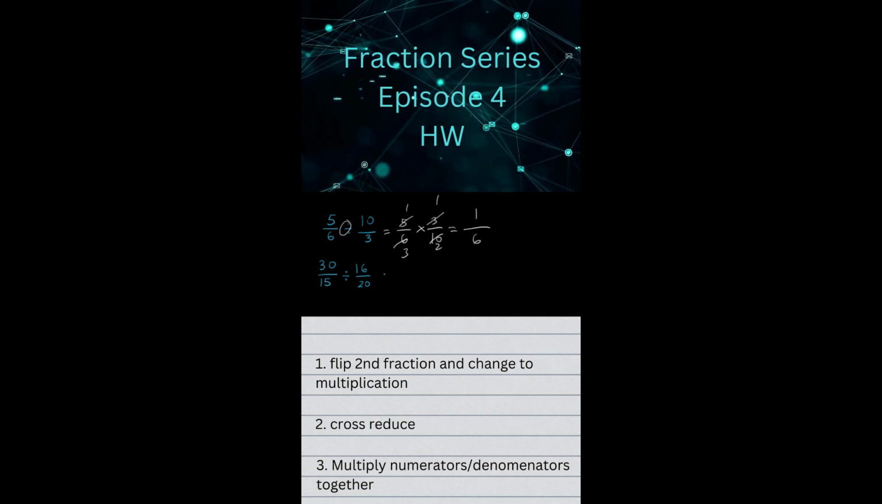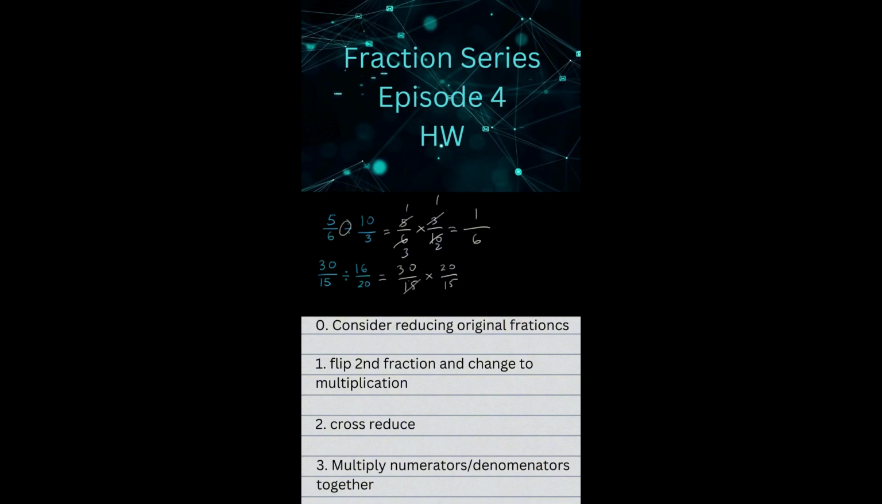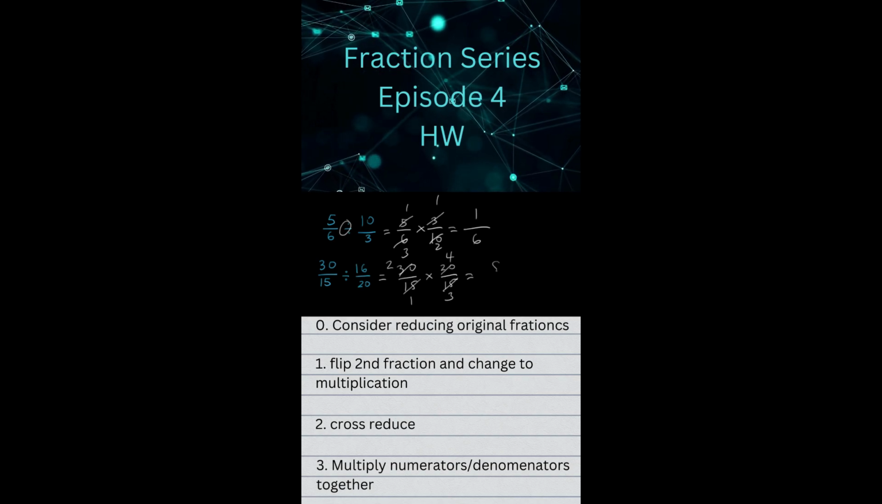Second question, same thing. In this case, the actual fractions themselves can be reduced quite a bit. Going to take the first fraction here and change it into 2 over 1. You can take the second fraction here and change it to 3 over 4. And then we're going to end up with 8 over 3.